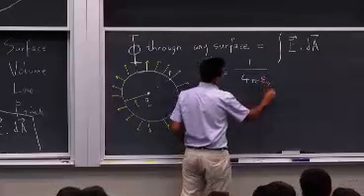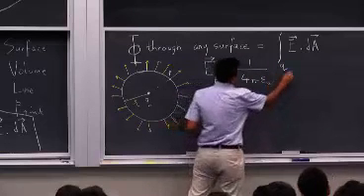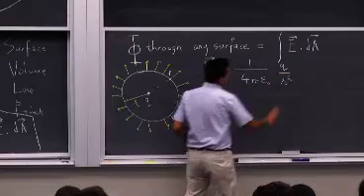1/4 pi epsilon naught times Q over r squared. And what about the direction?